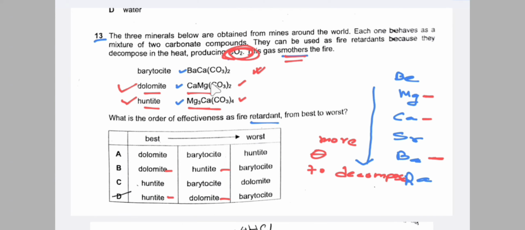As we can see, both contain carbonate, while dolomite contains 2 carbonate while huntite contains 4 carbonate. As it contains 4 carbonate, more carbon dioxide is produced than compared to dolomite. So huntite produces more carbon dioxide that is needed for this reaction. So huntite would be the best since it produces more carbon dioxide, then dolomite, then barytosite, whatever it is. So the answer is D.